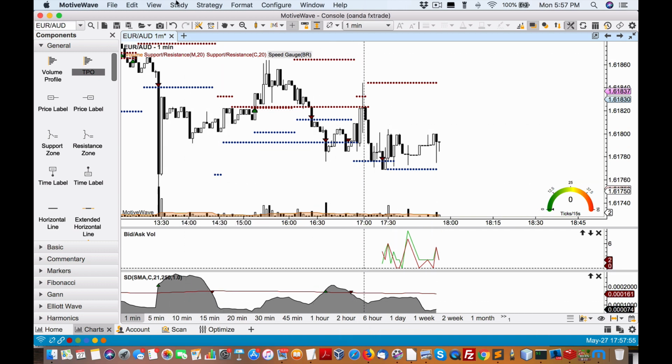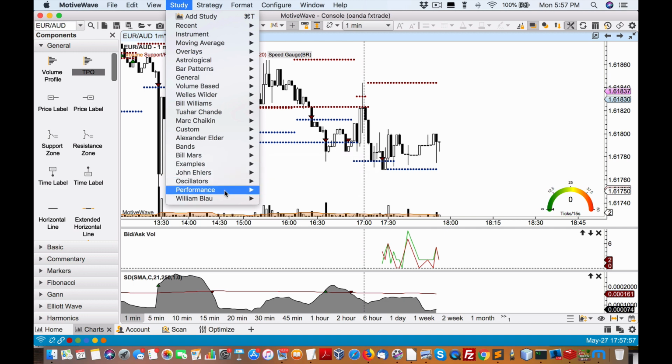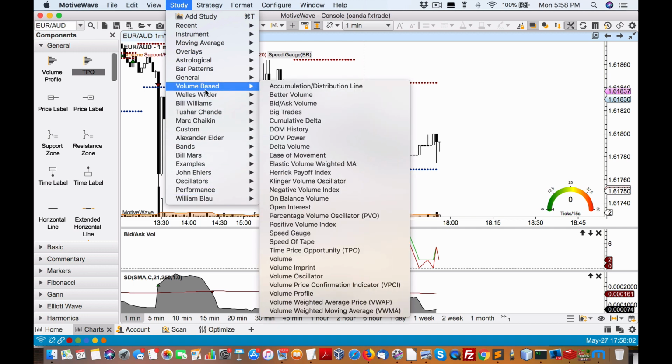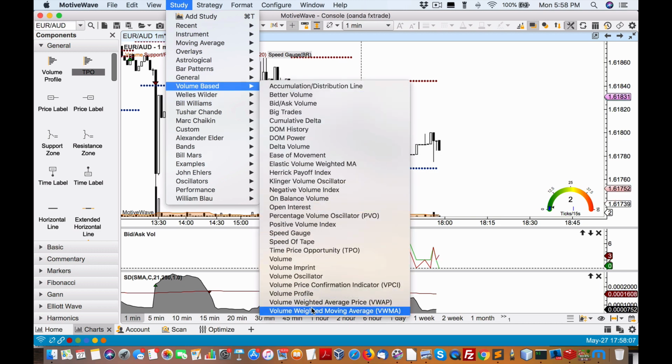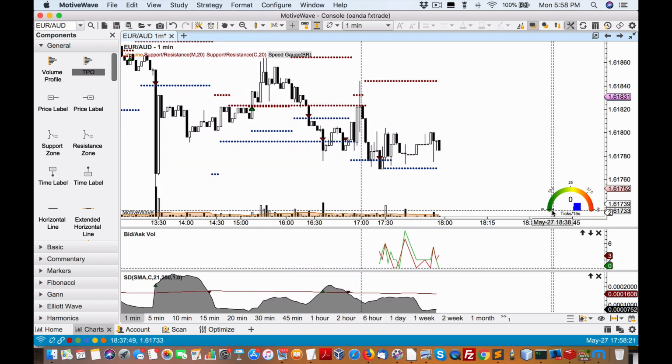Oddly, I don't see volume based, better volume, VPCI, oscillator volume, speed of tape, maybe? Let me get rid of this thing. Oh, oh, here we go. Yes, okay, no, it is working. It's this little guy right here. So it's very flat right now.